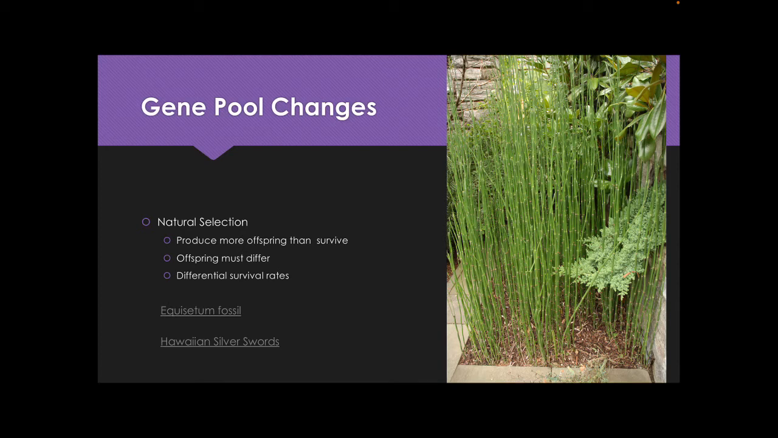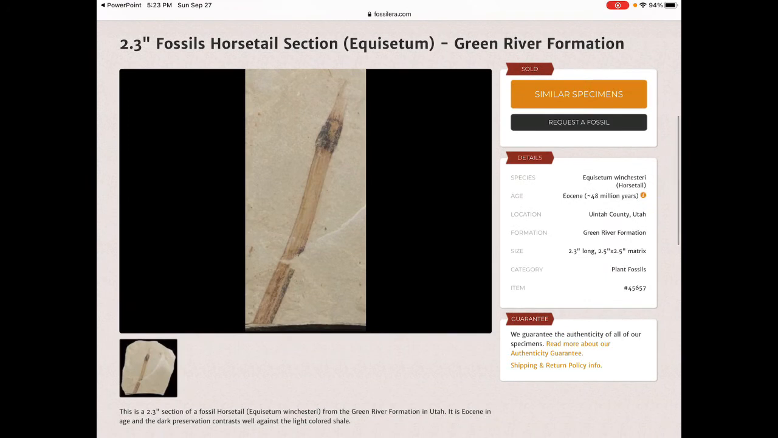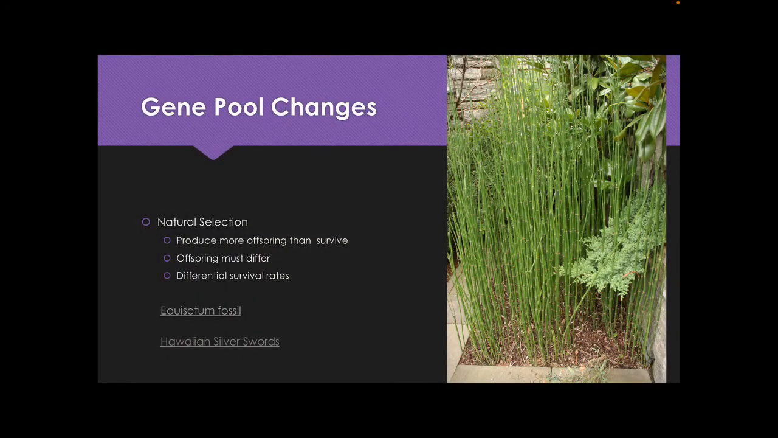This plant right here, this is horsetail rush. This has been around for hundreds of millions of years. It has basically been unchanged. And to show you that it's unchanged, click the link here. There's a fossil of horsetail rush. These fossils have been around for a very, very long time. The plant looks almost exactly the same. So it survived, very much like sharks have survived unchanged.